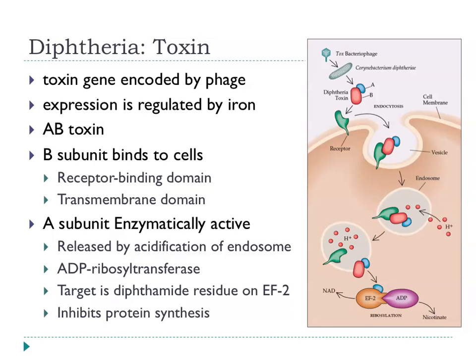There's this B subunit, it's got two different domains in there, and then an A subunit, which is the active part. And this is an ADP-ribosyltransferase. Now that's a little bit of a mouthful, but what that means is it takes an ADP-ribose molecule and sticks it onto whatever the target is. And in this case, it's a particular residue on an elongation factor involved in protein synthesis known as diphthamide. And when that diphthamide residue gets ADP-ribosylated, that then inhibits protein synthesis, and that causes the problems associated with the toxin.